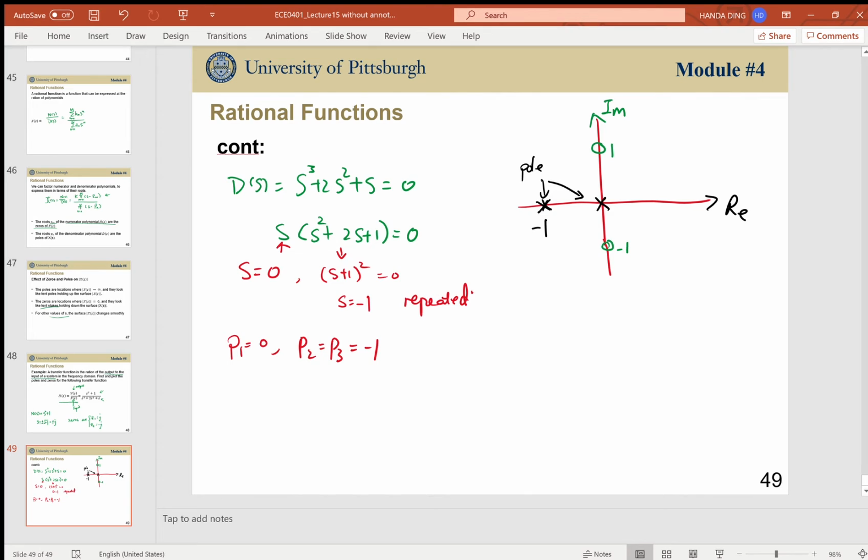In the next lecture, we're going to talk about how to use the poles and zeros to describe the system, whether it's stable or not, and how to get any functions we want. That will be in Wednesday's class.